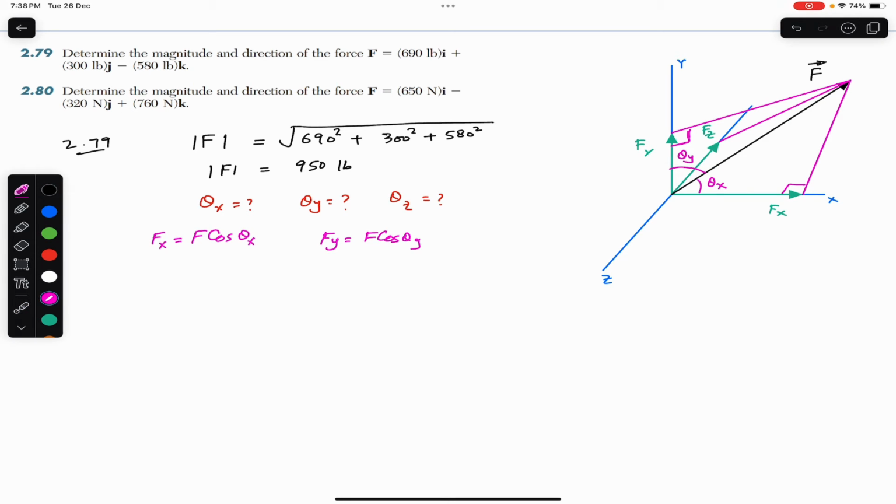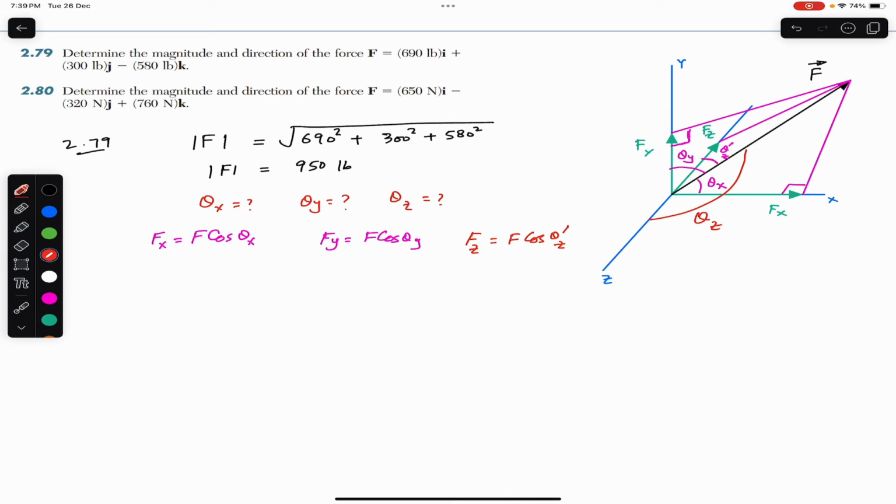So let's say I call this angle theta z dash, since the angle with the positive z axis is theta z, right? So let me show that angle, and that angle with the positive z axis is theta z. Then this f of z will be, again, this is adjacent to theta z dash, so we can say that fz is f cos of theta z dash.